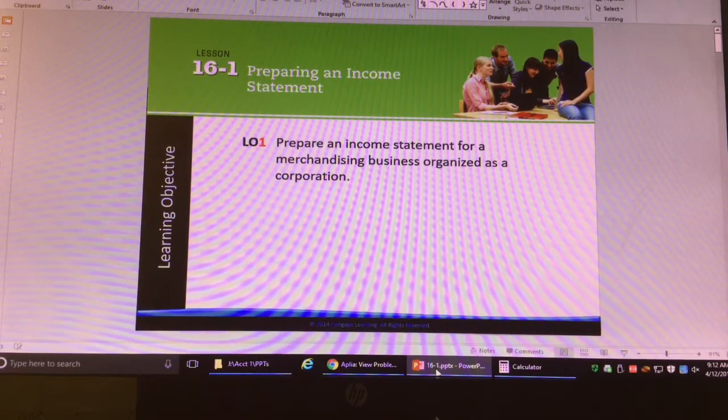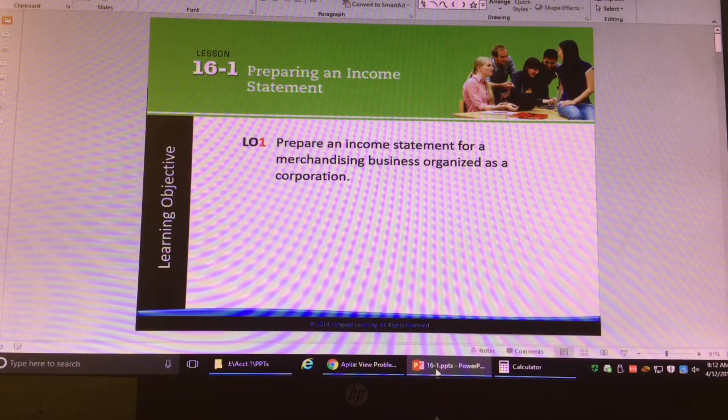Today we're going to begin chapter 16. Chapter 16 covers financial statements and closing entries for a corporation. Lesson 1 is preparing an income statement. Our learning objective for today is to prepare an income statement for a merchandising business that's organized as a corporation.